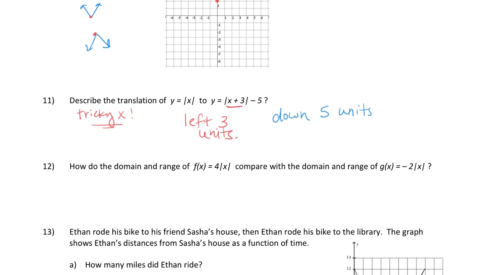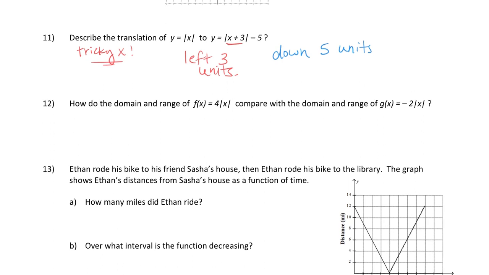All right, so number 12, we're going to keep talking about our absolute value functions, but now we're going to focus on domain and range. So the question is, how do the domain and range of f of x equals 4 times the absolute value of x compare with the domain and range of g of x, which is equal to negative 2 times the absolute value of x? So just a couple of reminders on domain and range.